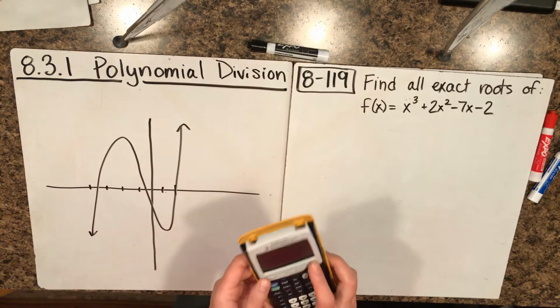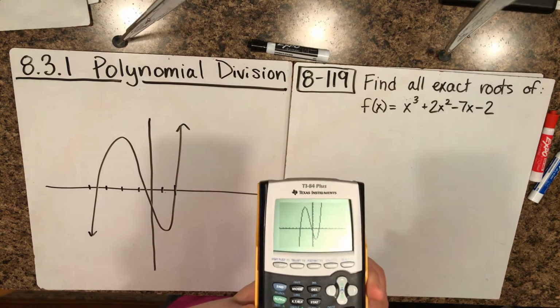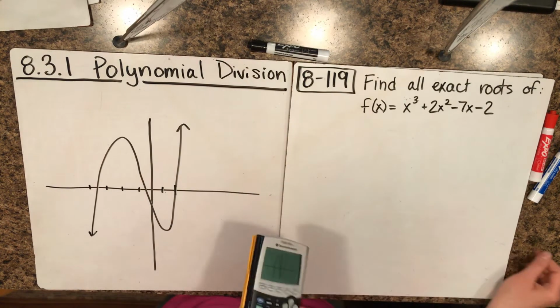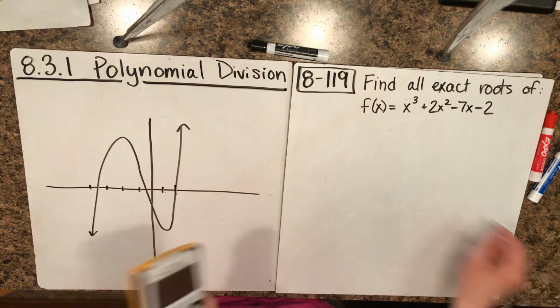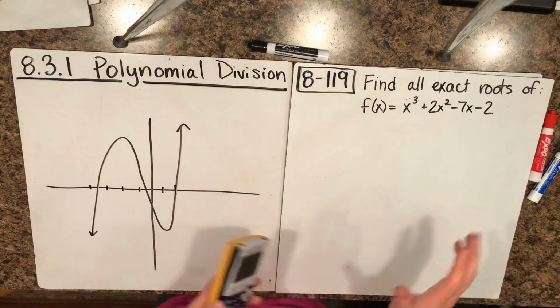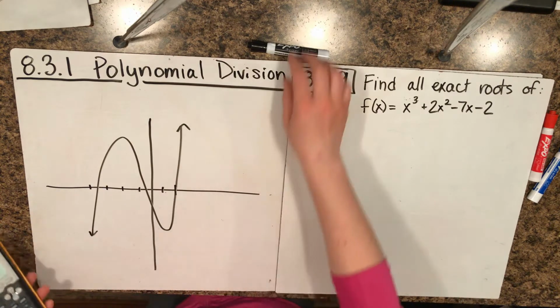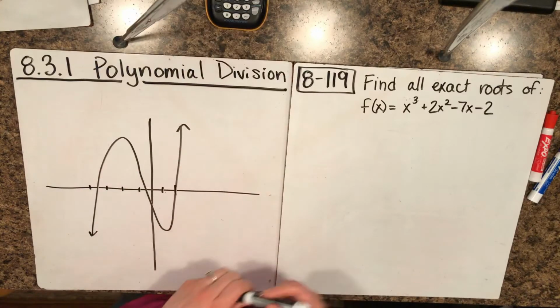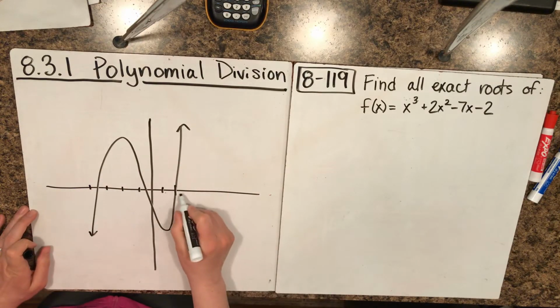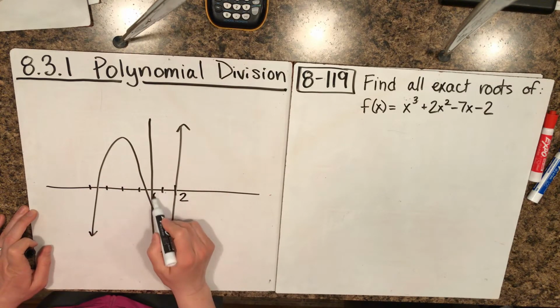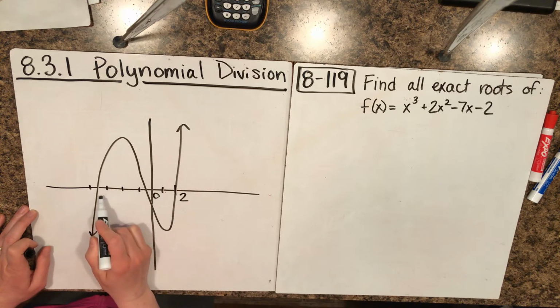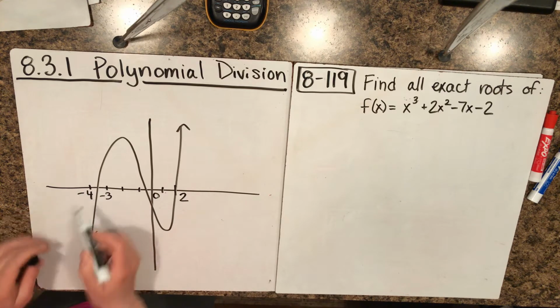you're going to plug this into your calculator and you're going to look at the graph. And if you don't have a graphing calculator at home, go to desmos.com, type this in, and you'll see this graph pretty clearly. Now what you're going to see on the graph is that it crosses where it looks like about 2, it looks like pretty close to 0, and it looks like in between -3 and -4.